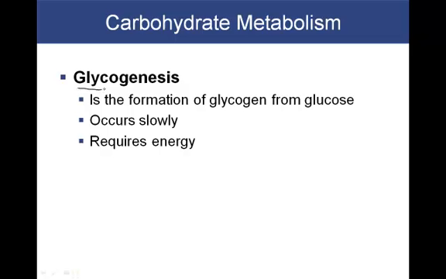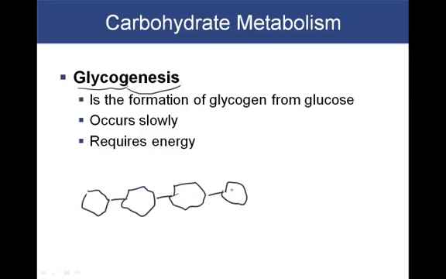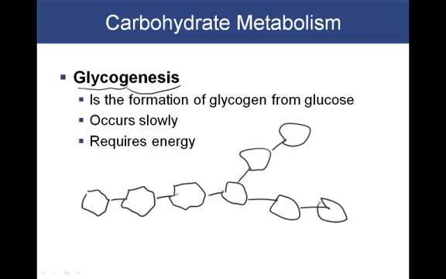Glycogenesis, glyco for glycogen, genesis, the formation of. This is the formation of glycogen from glucose. This is a very slow process that does require energy. Glucose molecules become linked together and stored. And this is in the form of glycogen. This is a polysaccharide. And glycogen is commonly stored in the liver. It's stored in skeletal muscle. And it's kind of a carbohydrate reserve.